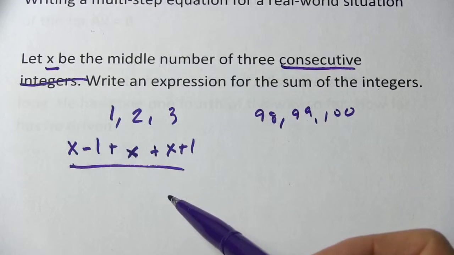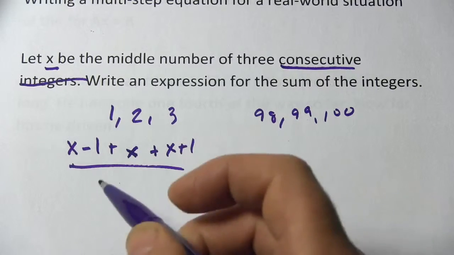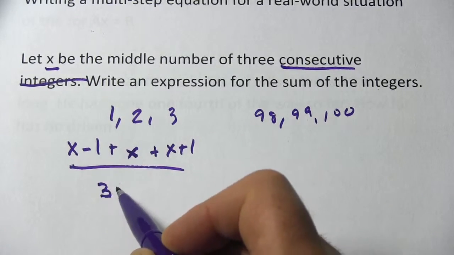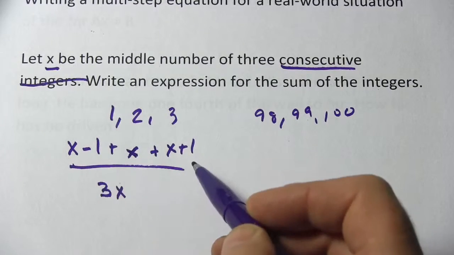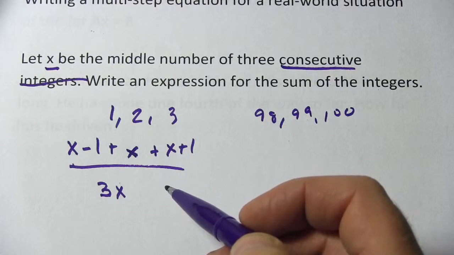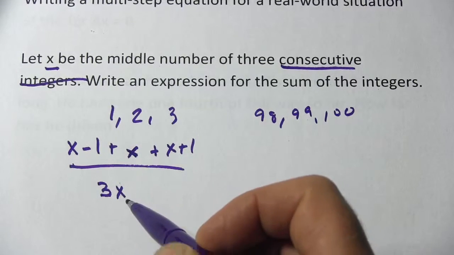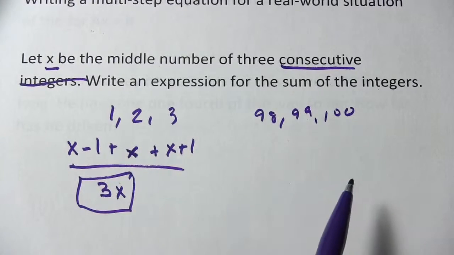However, I think I can simplify here. We've got some like terms. I've got 1, 2, 3 x's. That's 3x. And then I've got a negative 1 and a plus 1. Well, that adds up to 0. So an expression for the sum of three consecutive integers where x is the middle one is just 3x.